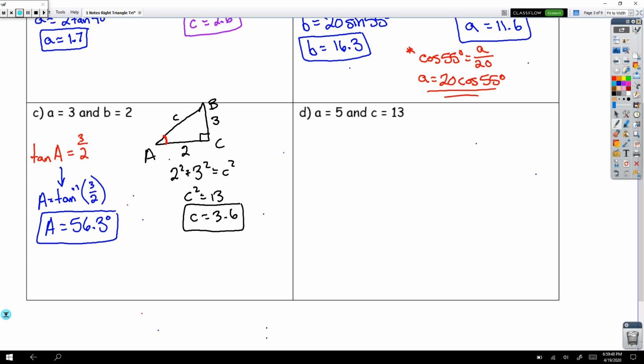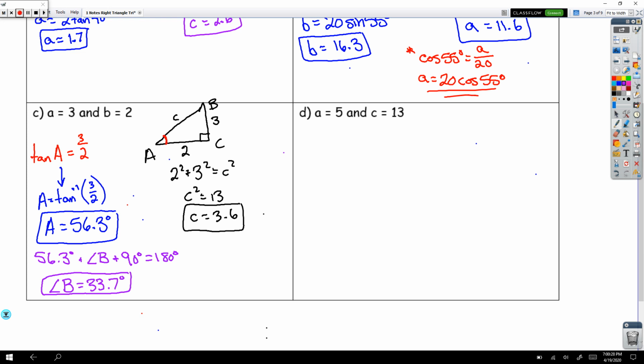Now again, you can use another trig function to find angle B, or we can use the fact that angle A plus angle B plus angle C equals 180. And that tends to be the easiest. So we know that angle A is 56.3 degrees. We're trying to figure out angle B. Angle C is 90 degrees, and it all has to add up to 180. So subtracting everything over tells me that angle B has to be 33.7 degrees. Alright.